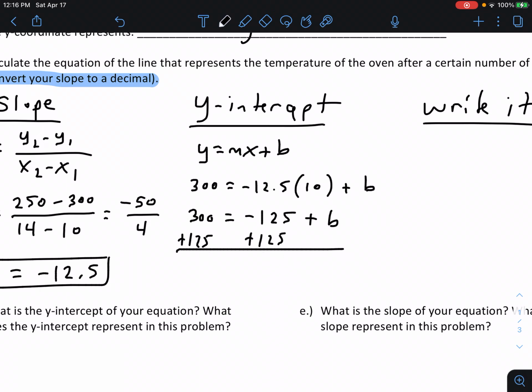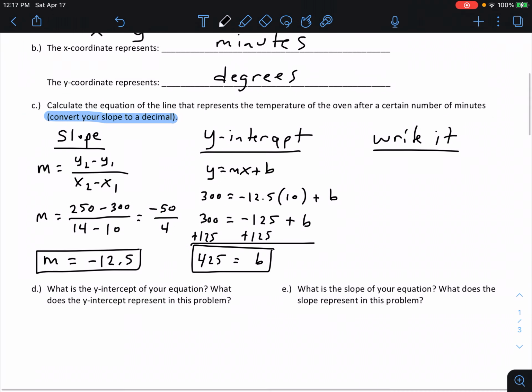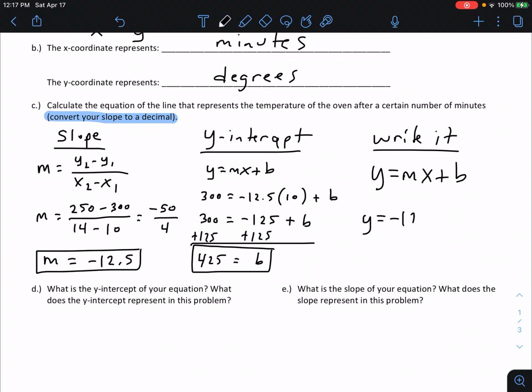So I end up with 425 and b on the right-hand side. So my b, or my y-intercept, is 425. Okay, so now all I have to do is take my equation y equals mx plus b and replace my m and my b with what I found. So I'm going to say y equals negative 12.5x plus 425.